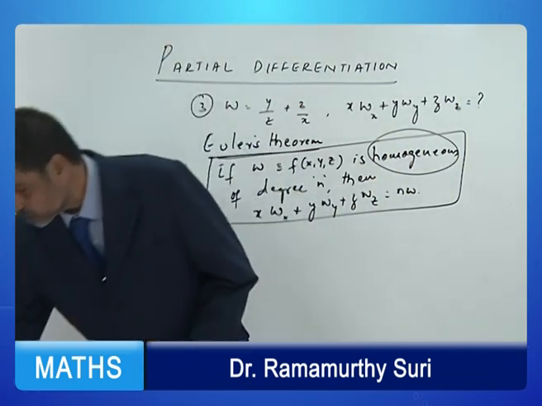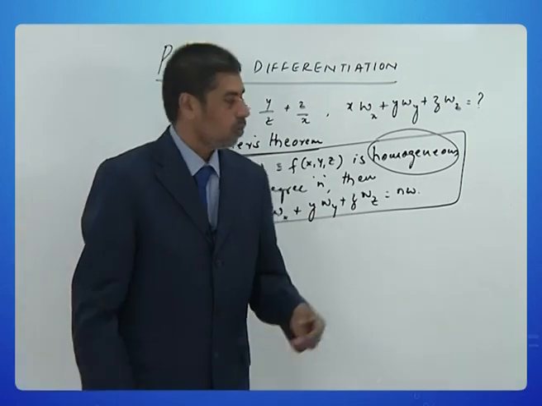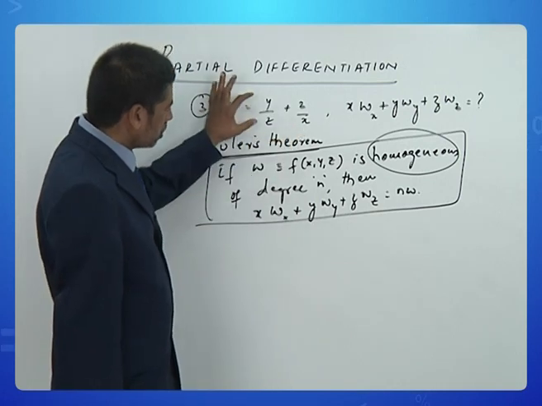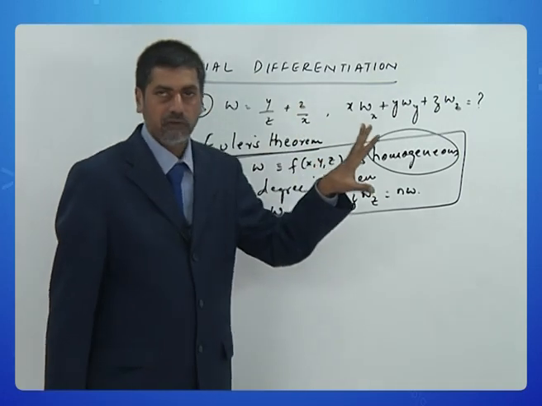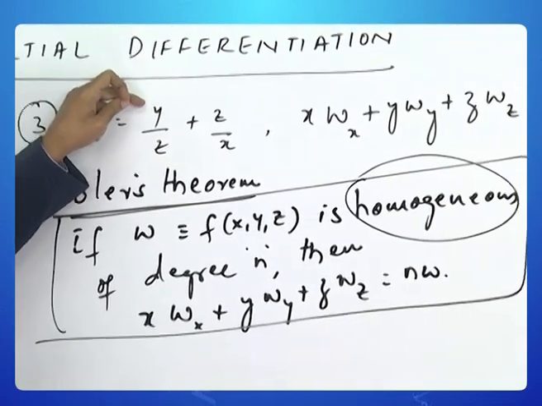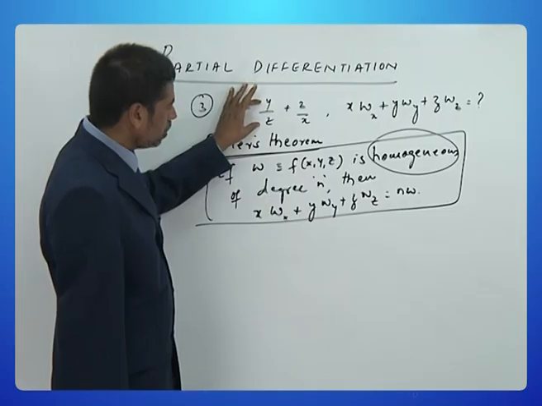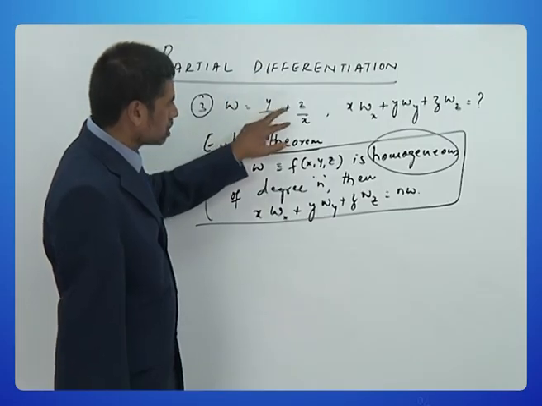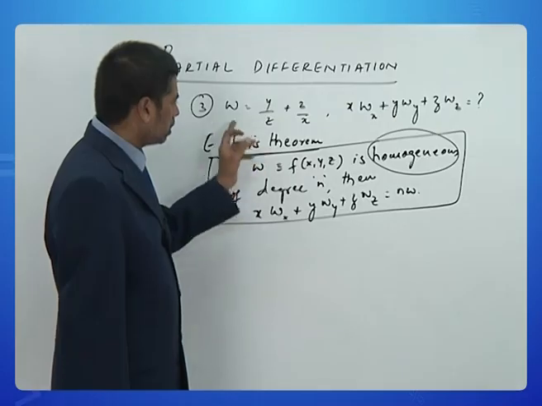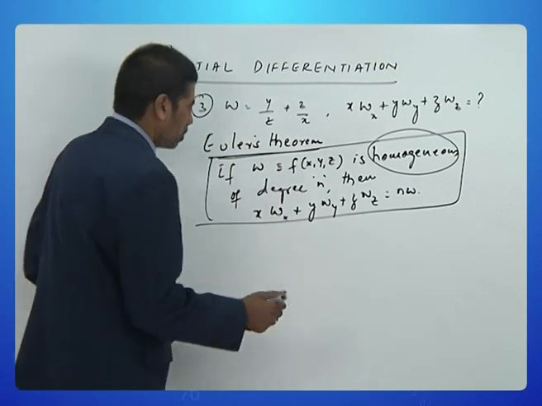Now let us see, in this particular case that we are discussing, what is the degree of this function. Because this is an algebraic function, the degree can be easily assessed. Degree of y is 1, degree of z is 1. So the degree of y by z will be 1 minus 1, 0. Similarly, the degree of the second term is also 0. Therefore, w is homogeneous of degree 0.